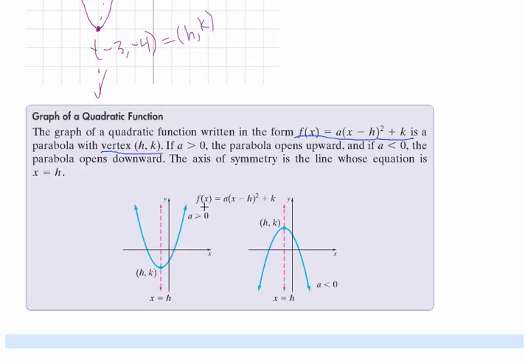Okay, so that's it for graphs of quadratic functions. Actually, in section 11.6, we're going to do a little bit more with graphs of quadratic functions. So join in next time for that.